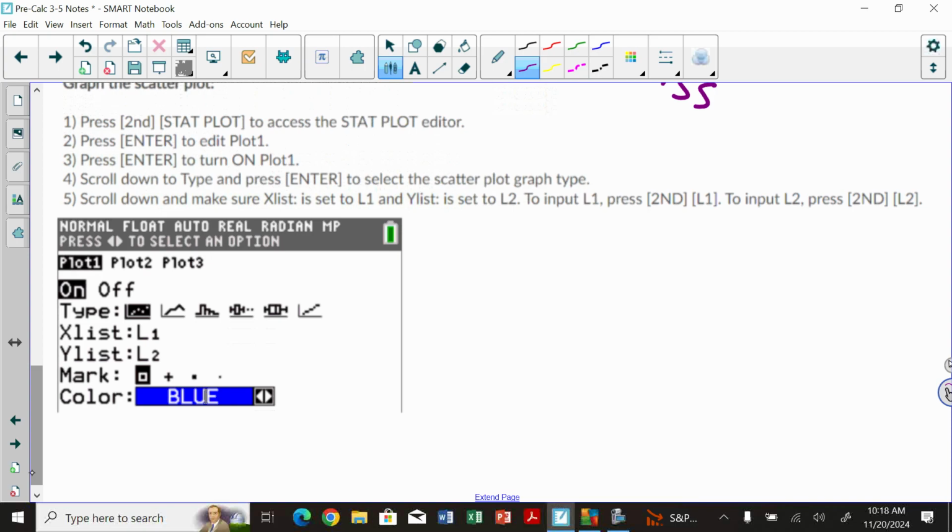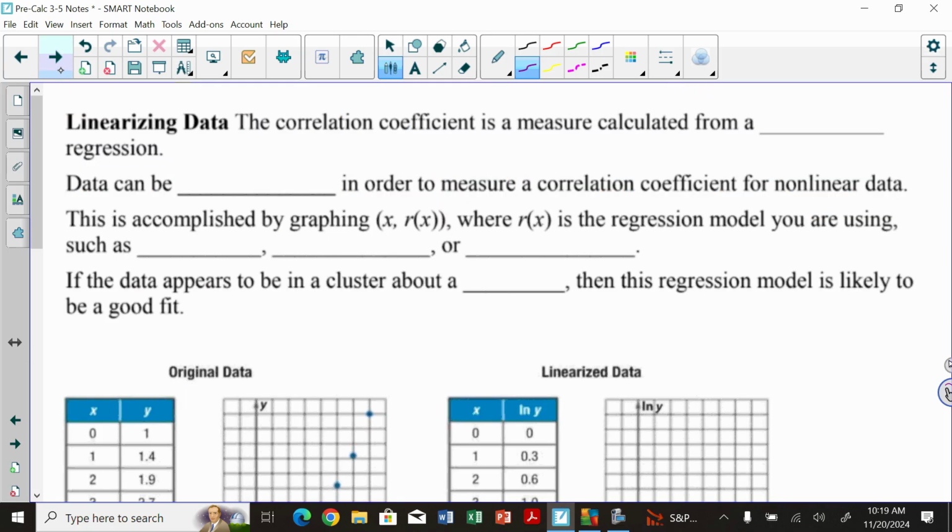Okay, but for the purpose of today, let's go through some other things as well. All this stuff we can cover in the next class. All right, so the next thing we want to talk about is linearizing data. When we linearize data, really what we're doing is taking the correlation coefficient, which is a measure calculated from a linear regression.